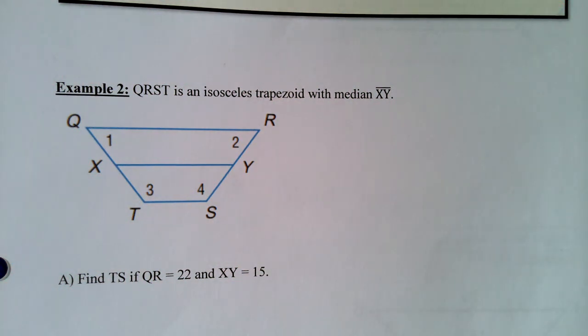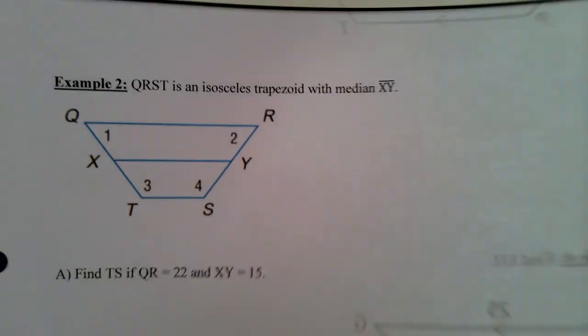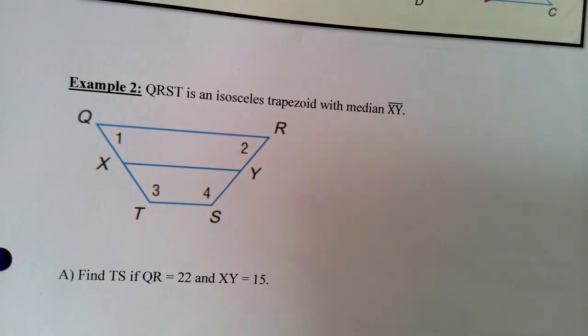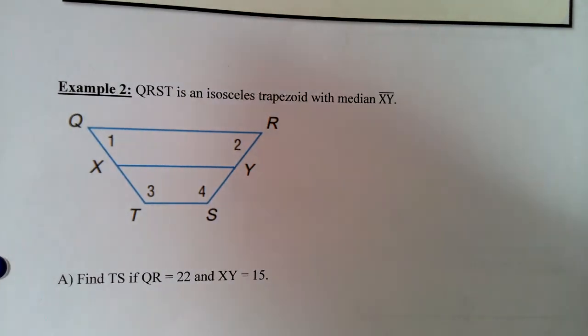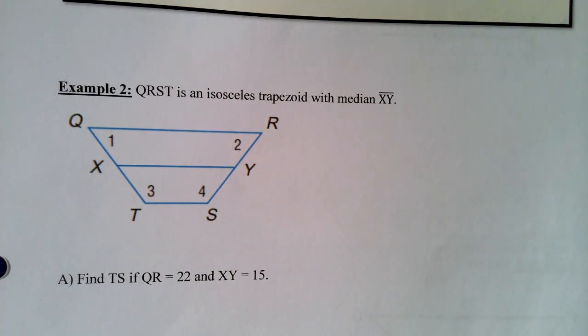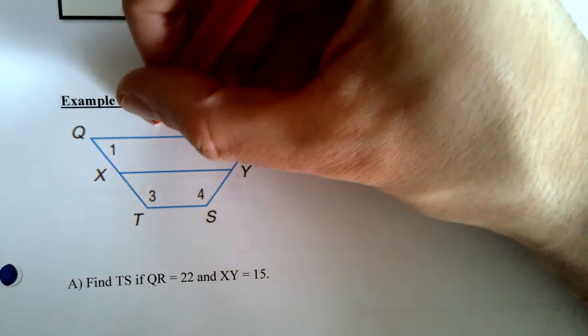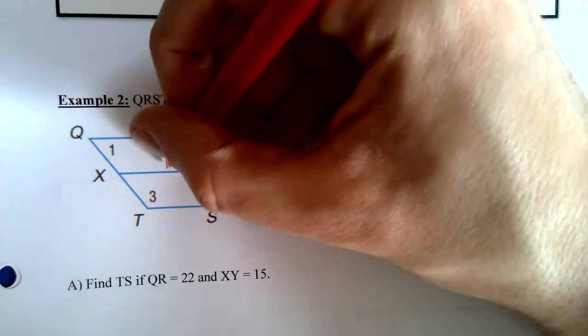Here we go, example 2. QRST is an isosceles trapezoid with median XY. Find TS if QR equals 22 and XY equals 15. So I guess I'll label that. QR is 22. XY is 15.